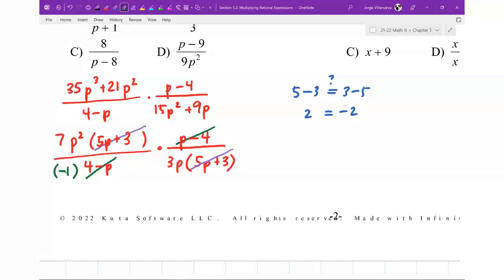So I can cancel things that are subtracted that almost look identical, just their position is off. I can cancel them as long as I put a negative 1 in its place. Okay? So just do that. Make sure you put a negative 1. Not on both of them, just on one of them. So you'll see I did it down there. All right. Let me clean this up a little bit, if you guys don't mind. 7p squared over negative 1 times 1 over 3p.